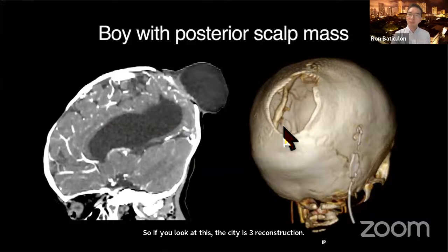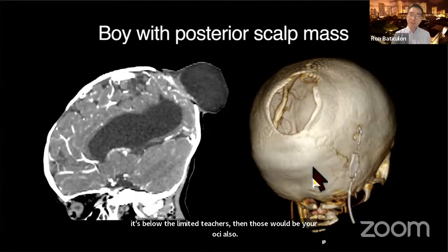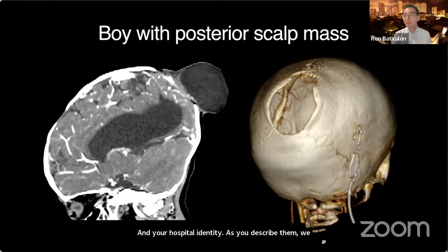So this is what we would call an interparietal encephalocele. For your posterior encephaloceles, we label them as interparietal if they are above the lambdoid sutures. If they are below the lambdoid sutures, then those would be your occipital encephaloceles. And for occipital encephaloceles, you label them depending on the relationship with the torcula. They can be either supratorcular or infratorcular encephaloceles, but some would argue that most of them are infratorcular.